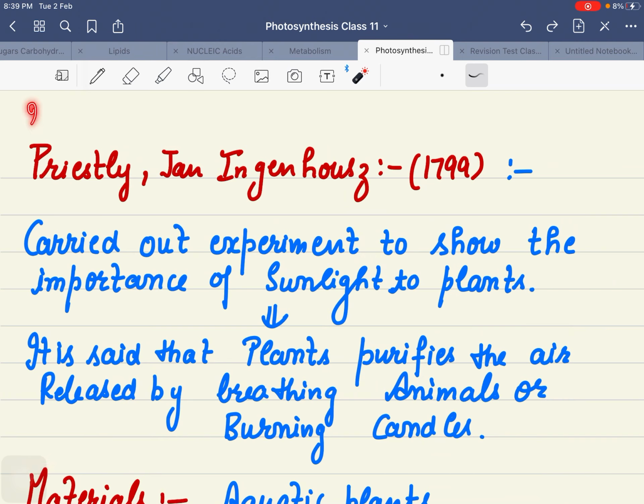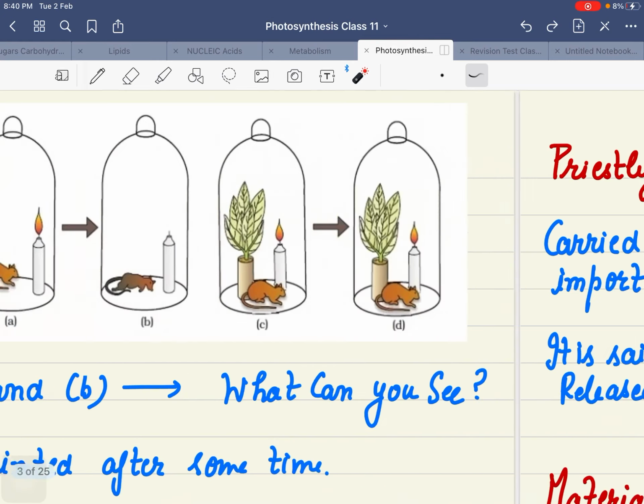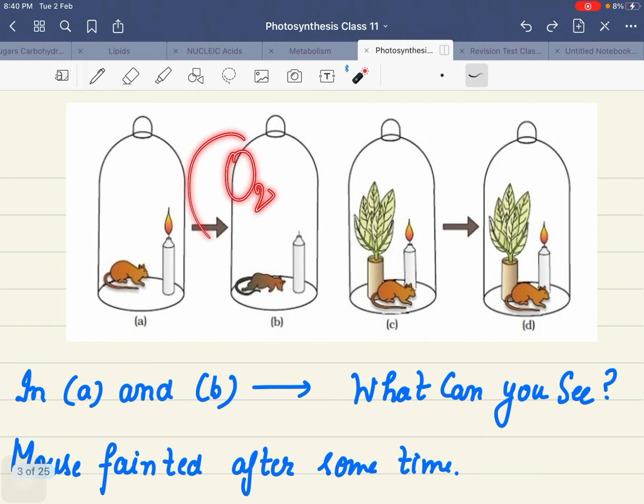Then after this experiment, now I am going to talk about the second experiment. Okay, listen to me very, very carefully, because we are going to solve questions. Priestley with Ingenhousz in 1799 carried out an experiment. Now Priestley worked with oxygen. Basically he worked with the air which was having oxygen.